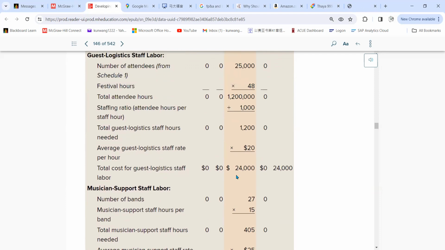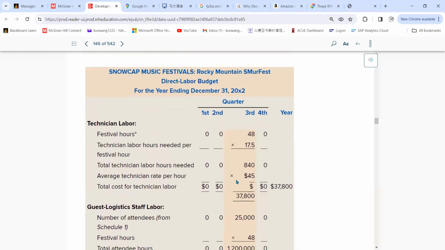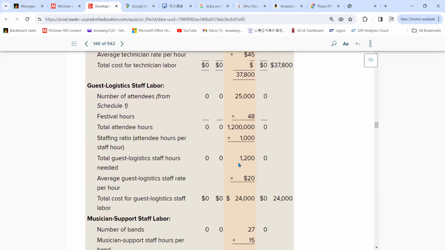Even though this is not really an actual manufacturer setting, we also use the direct labor, right? So direct cost, indirect cost. Direct labor means they are the labor directly supporting our activity, like the activity cost driver, right? So the activity is the music events, and these are the labor costs that directly serve the musical events.